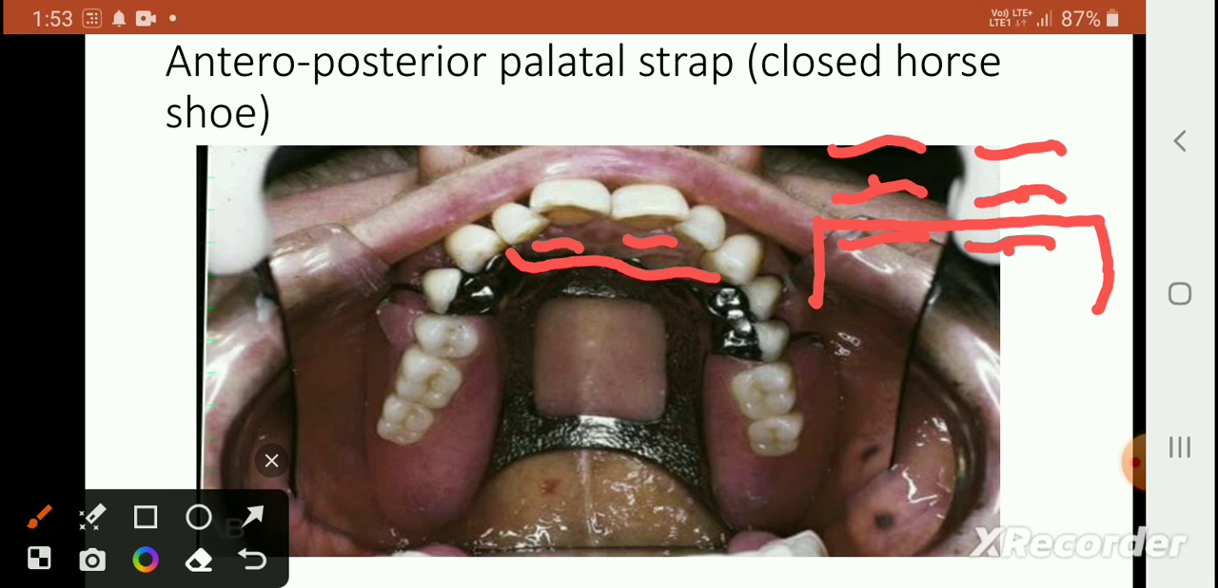Now the posterior border. This is the posterior border, and it is located at the junction of the hard and the soft palate. It's the best designed palatal major connector.